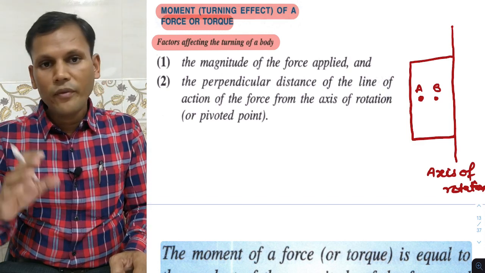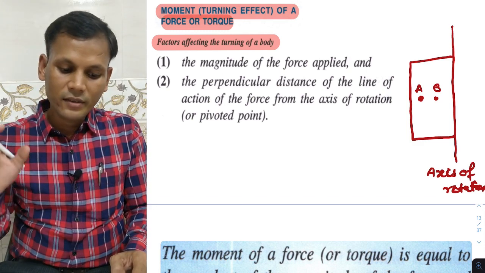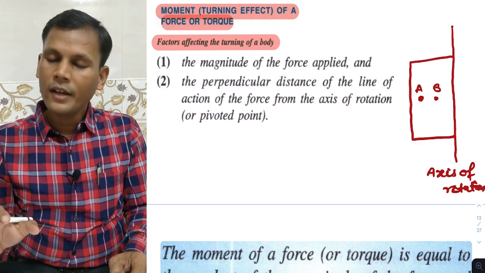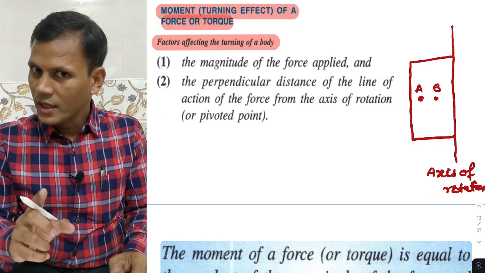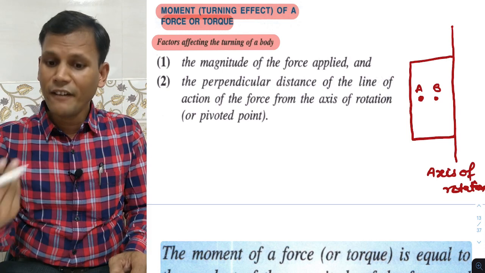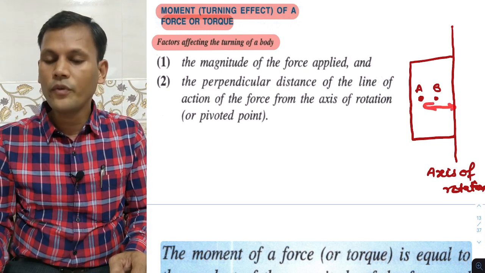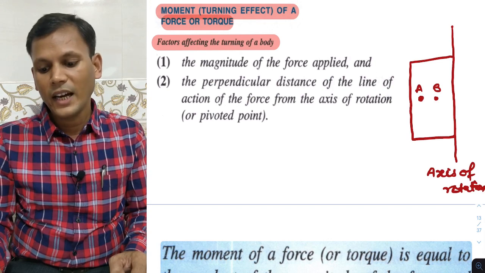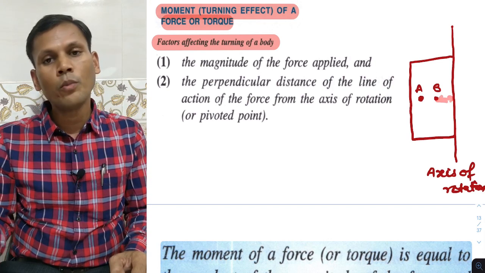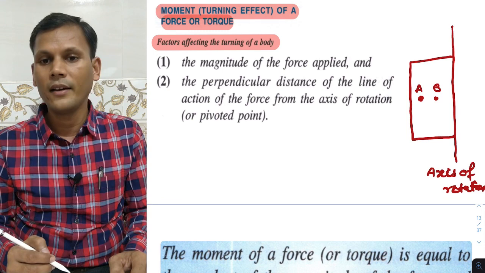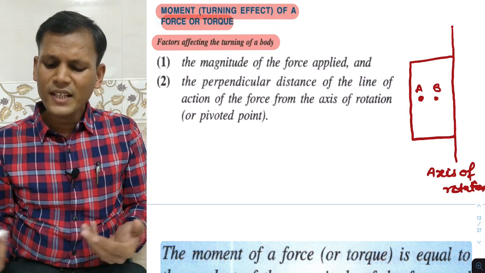So one factor for the turning effect of the body is force, and the second factor is distance. As this distance is more, less force we have to apply, and as this distance is less, more force we have to apply. So what can we say about it?